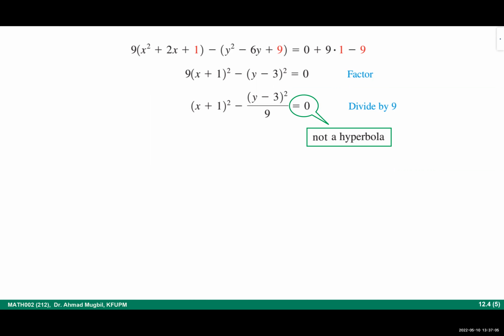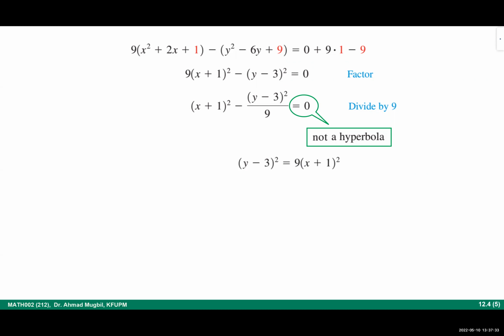So what is it if it is not a hyperbola? It is a degenerate hyperbola. To know what it is exactly, you can continue solving for y. Do you remember how to find the asymptotes of a hyperbola? I told you: if you have a hyperbola, to find the asymptotes, replace 1 by 0. So it is expected here to get the asymptotes.